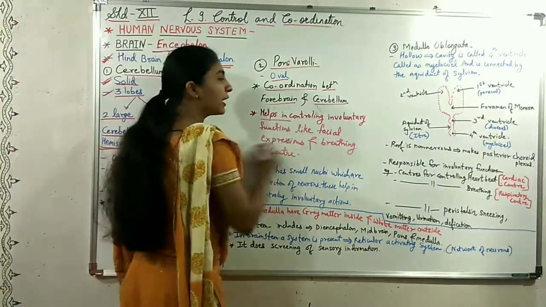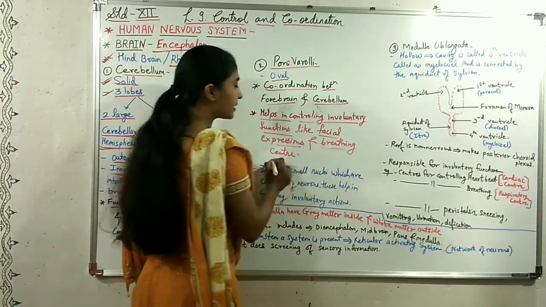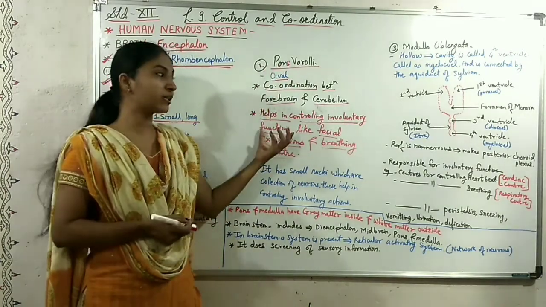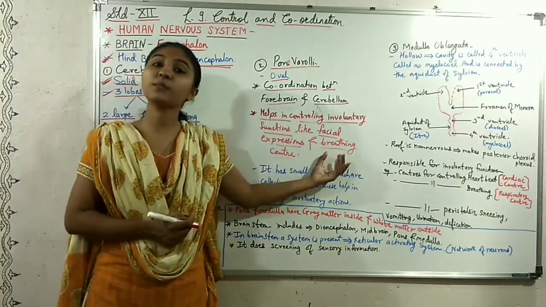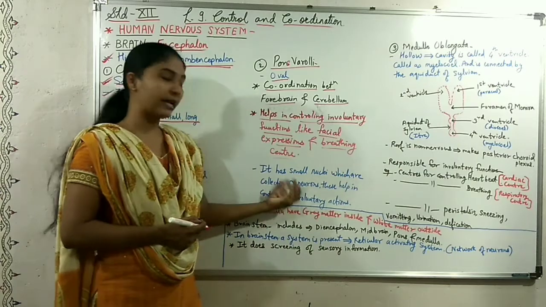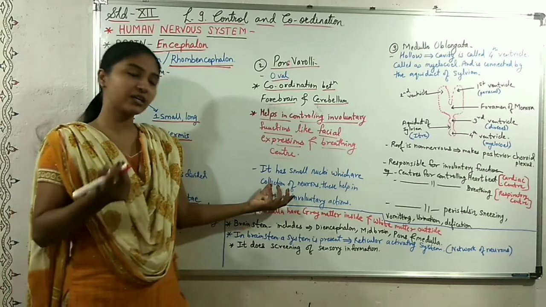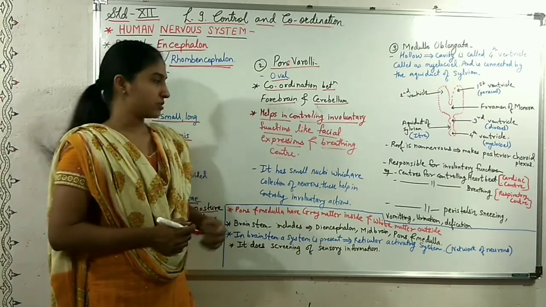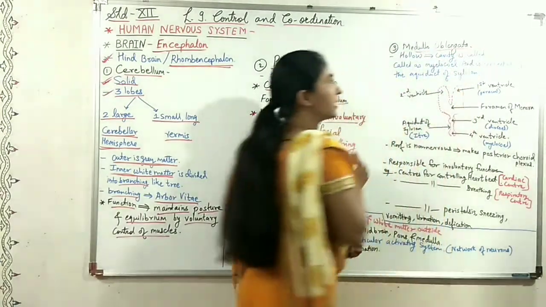It also helps in controlling involuntary functions like facial expressions, and it also controls the breathing center. It has many small nuclei, which are collections of neurons, and these help in controlling the involuntary actions. The third part which we will see is the medulla oblongata.